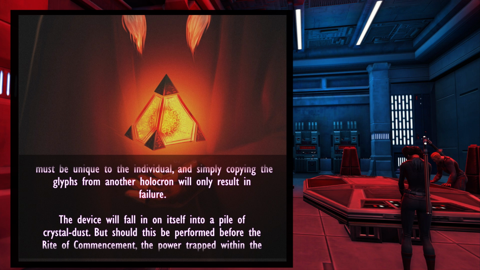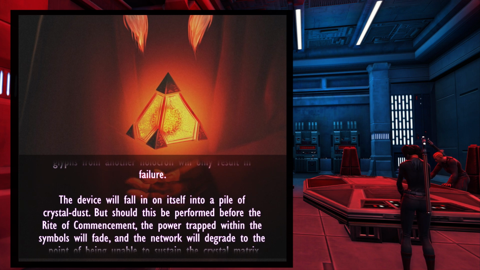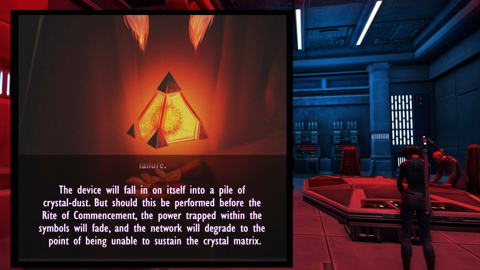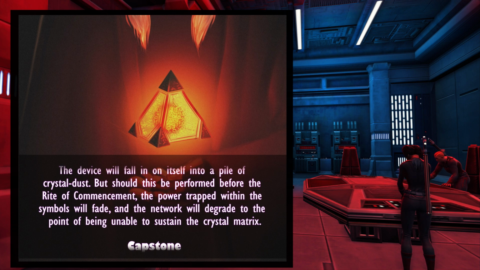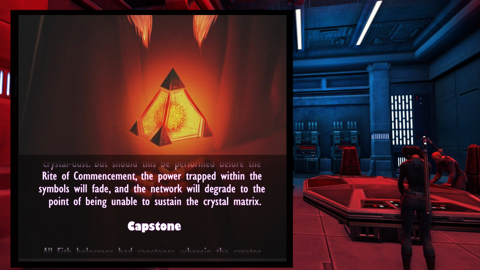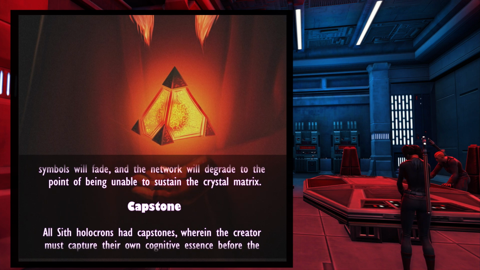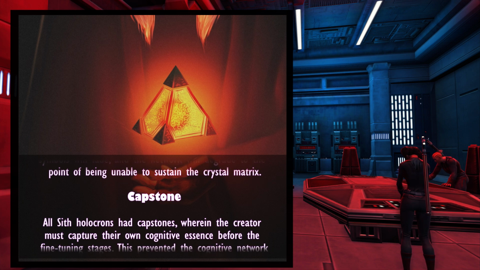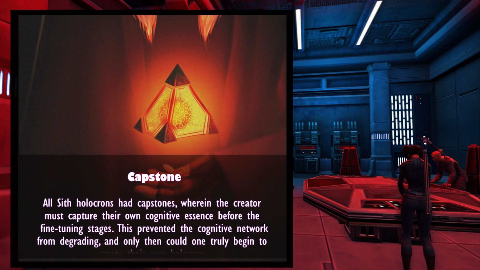Again, the symbols must be unique to the individual, and simply copying the glyphs from another holocron will only result in failure. The device will fall in on itself into a pile of crystal dust. But should this be performed before the rite of commencement, the power trapped within the symbols will fade, and the network will degrade to the point of being unable to sustain the crystal matrix.